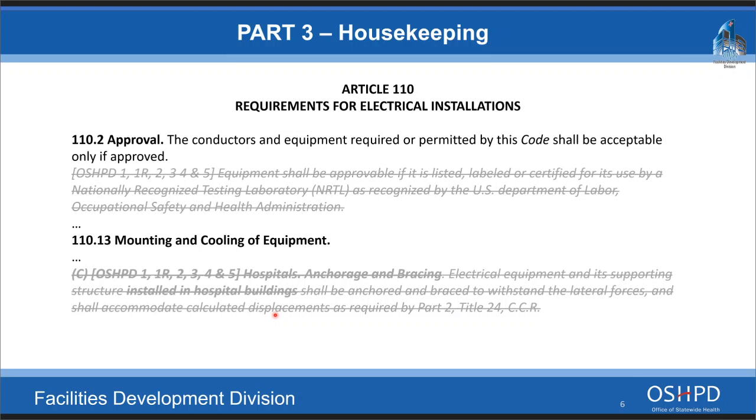The other change is an old requirement that's been in the code for a long time. For cleanup purposes, we are removing it. You still need to meet the anchorage and bracing requirements in the California Building Code. Next slide.